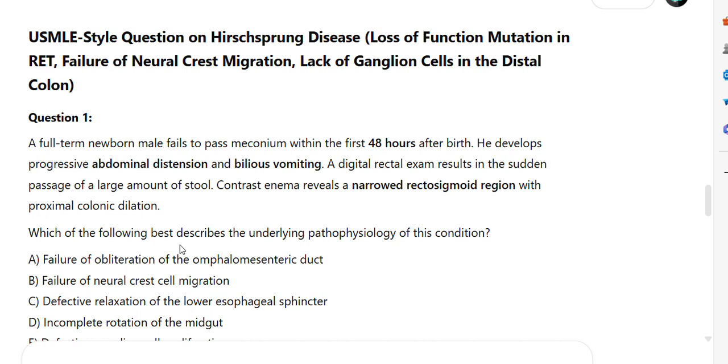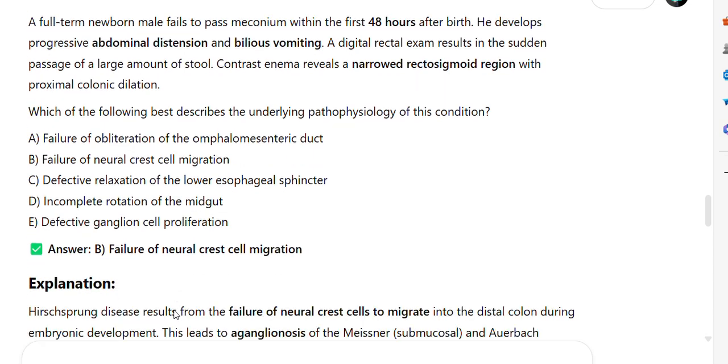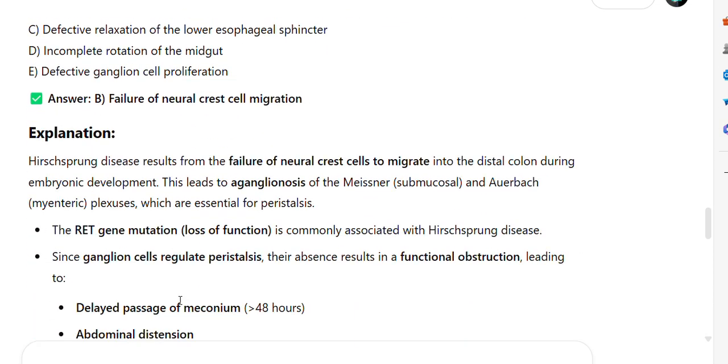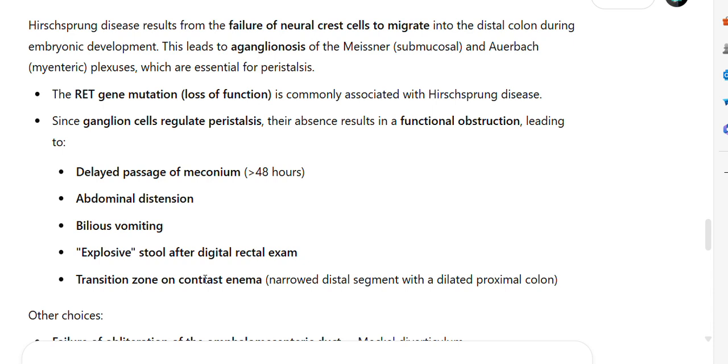Explanation: Hirschsprung disease results from the failure of neural crest cells to migrate into the distal colon during embryonic development. This leads to aganglionosis of the Meissner submucosal and Auerbach myenteric plexuses, which are essential for peristalsis. The RET gene mutation, loss of function, is commonly associated with Hirschsprung disease.